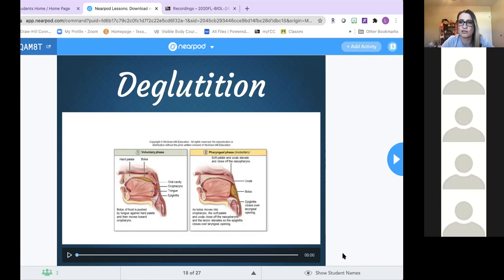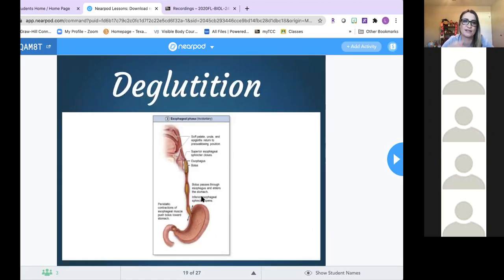Okay, so that's our swallowing and esophagus and all that. And this is the esophageal phase. So it just shows you the bolus moving through the esophagus here towards the stomach. Okay, it's moving by peristalsis, by the way. So this is what pushes the food along down towards the stomach.